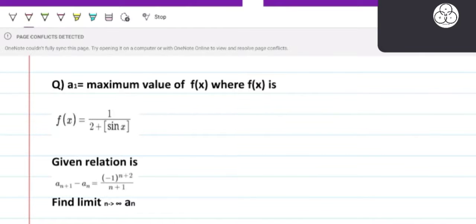Given a1 is the maximum value of f(x), where f(x) is given, this bracket represents the greatest integer function, and there is a kind of recurrence relation between the terms an, and we need to find the limit as n tends to infinity of an.